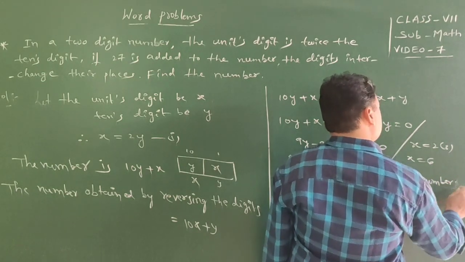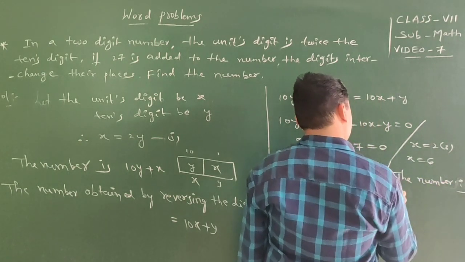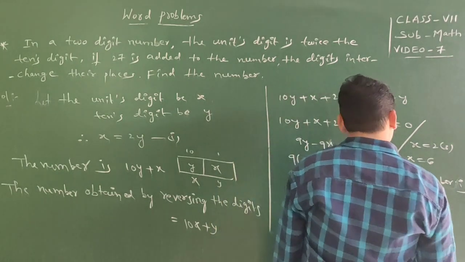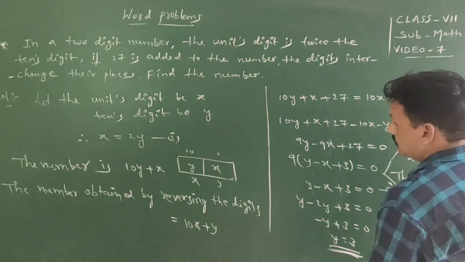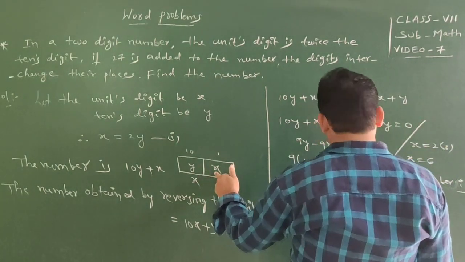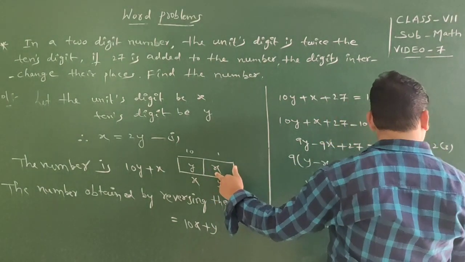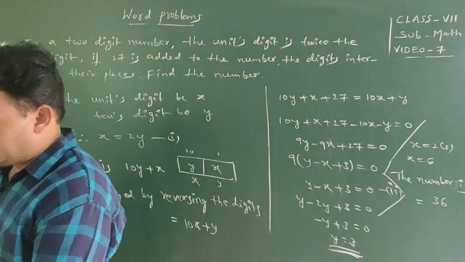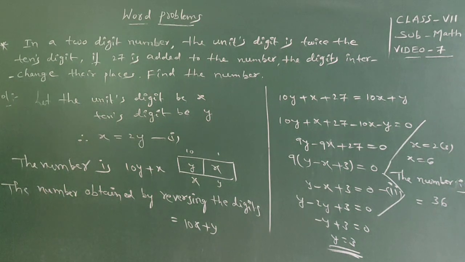The number is, x is in units place, y is in tens place. So the required number is 36. The required number is 36.